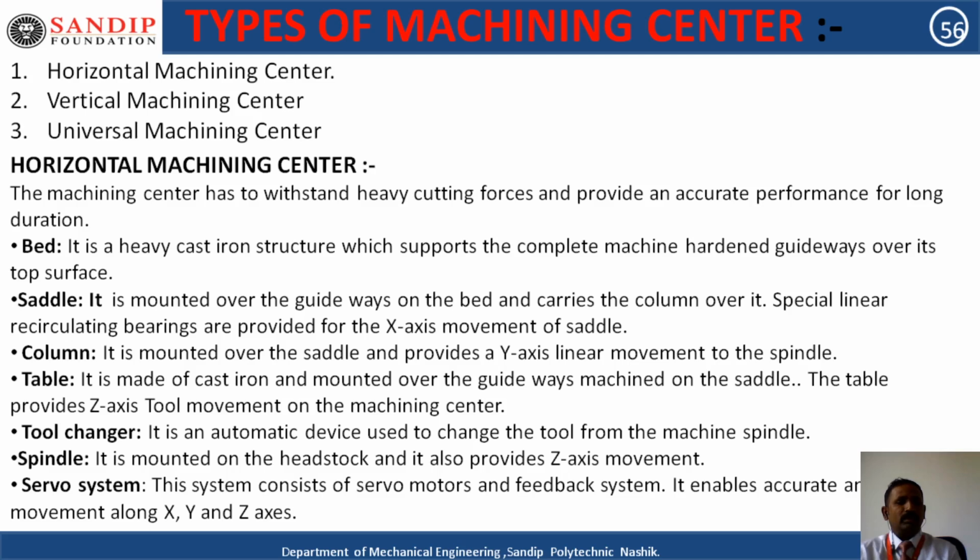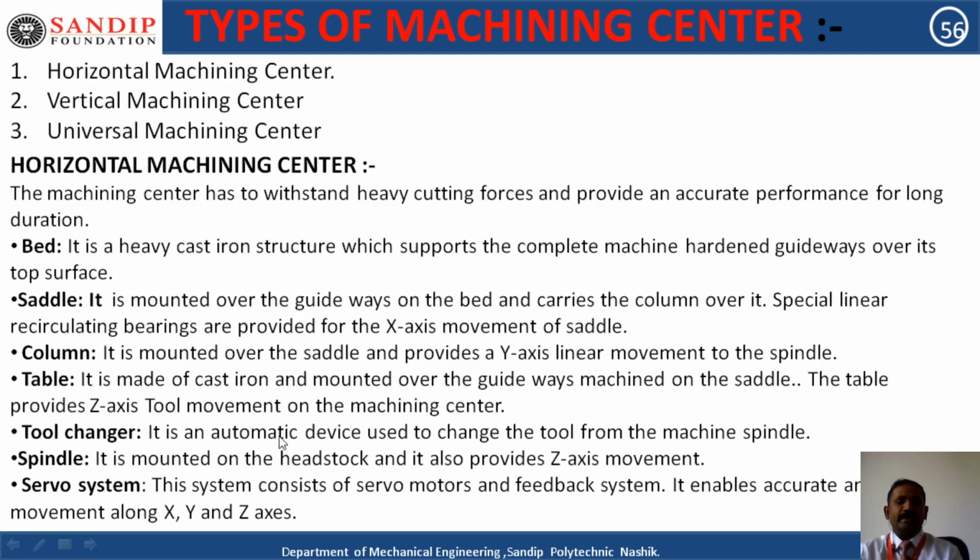Then the table or column, it is also called the vertical member, to support the overarm or related parts in front of the base components. The table is made up of cast iron, mounted over the guideways machined on the saddle. The table provides the z-axis tool movement on the machining center.